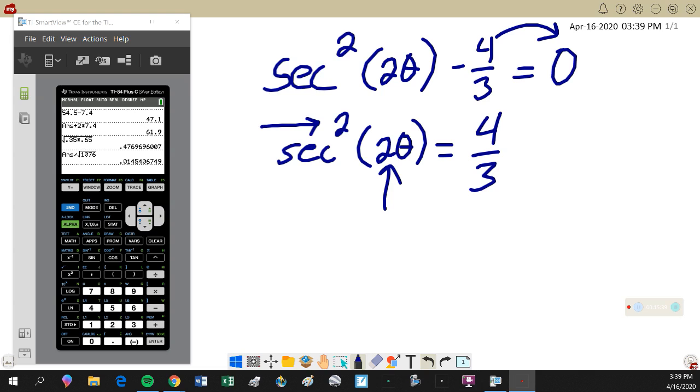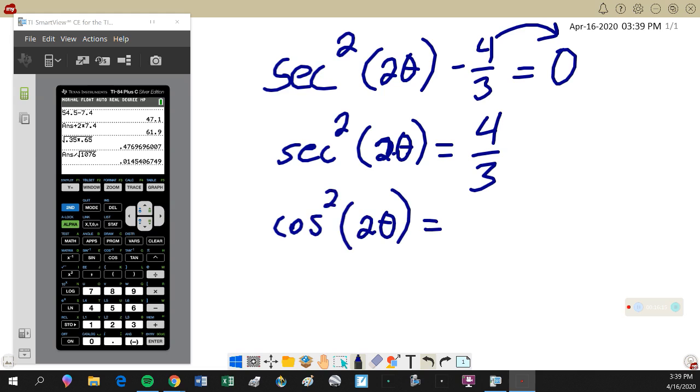So secant squared is tangent squared plus 1. That might work. The cosine of 2 theta. Yeah, let's do that. So I'm going to turn this into a cosine problem. So the cosine squared of 2 theta is equal to 3 over 4. I just flipped the whole thing upside down.